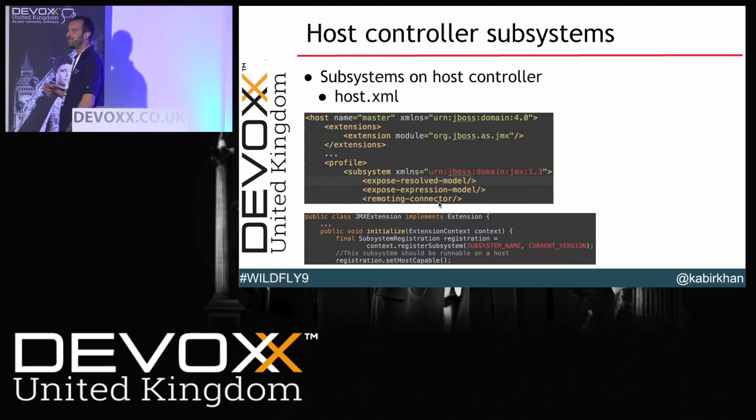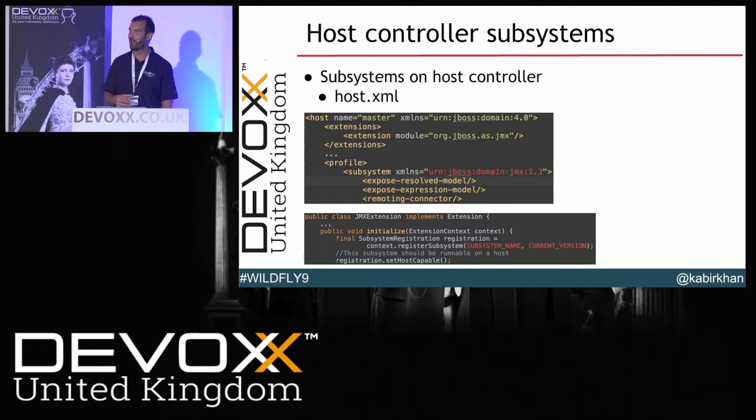So that doesn't really mean that you can go crazy and start adding EJBs and Undertow and stuff like this to the host controller. The subsystem author needs to have made this capable of being run on the host controller. So unless this registration set host capable call is made, then the subsystem won't work. And this is because you need to do some sort of tweaks internally to have it workable on both the server and the host controller. But if you are kind of a power user of WildFly and comfortable with implementing subsystems, then this is a good way to extend the actual host controller as well.